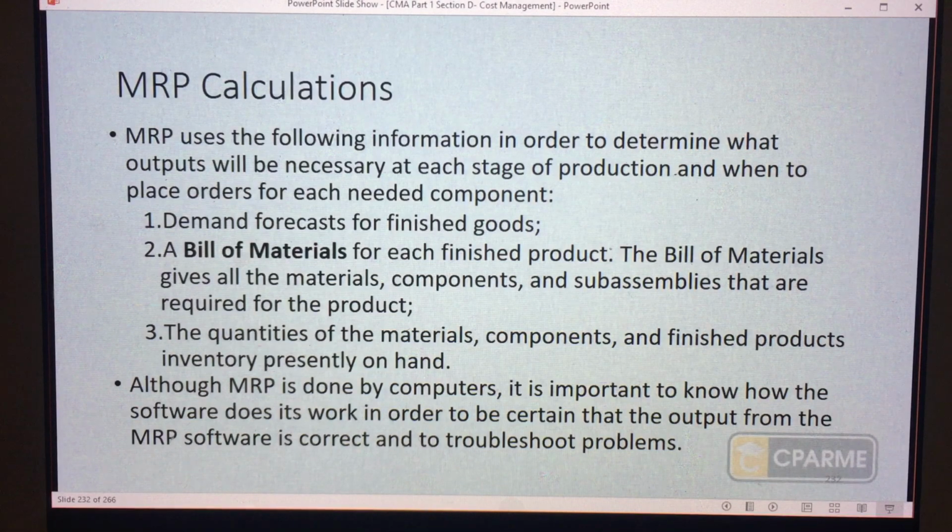Although our MRP is a computer system, it also is important to know how your software works. Para alam mo kung ano yung expected na output. Para alam mo kung tama yung pag-process ng ating software. Kung hindi man, then perhaps there is something that we need to fix with our parameters so that you would know how to troubleshoot your problems.